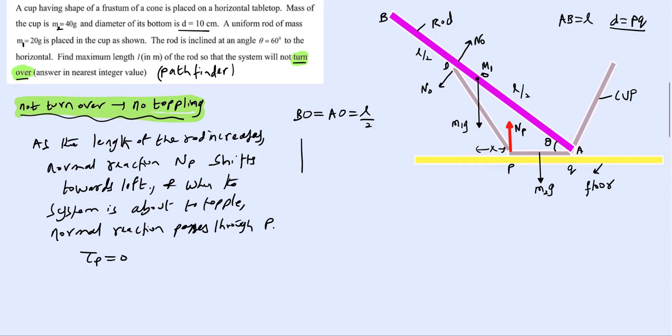Then from the triangle, this is AO, L by 2 with angle theta. So this length should be equal to how much? L by 2 cos theta. You extend like this, so let this be some point, and we'll write it. And the distance PQ is equal to D.